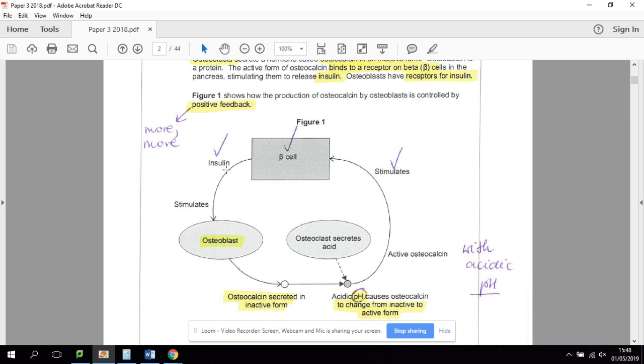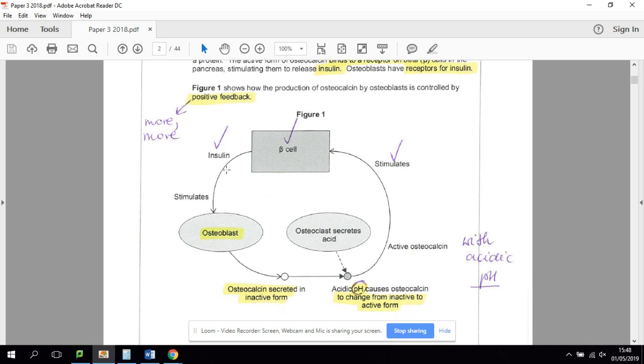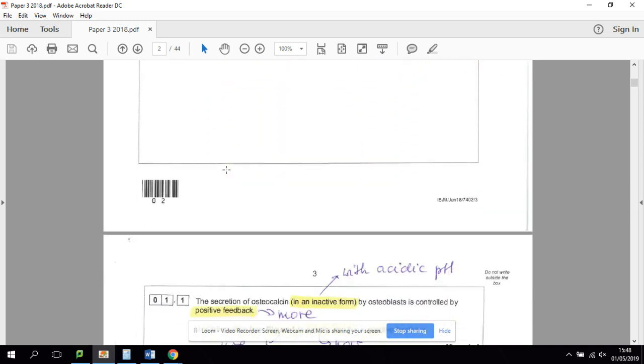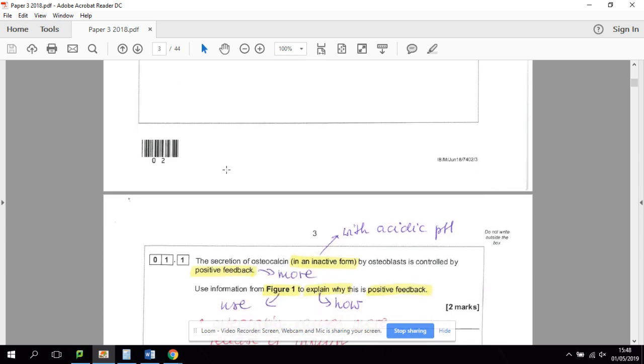And we've got the figure 1 that shows you the production that it's controlled by positive feedback. What do you need to remember about positive feedback? Idea of more. Okay, so more things will be secreted or released. So let's have a look at the questions now. So you've got question number 1, that the secretion of the hormone in the inactive form by osteoblast is controlled by positive feedback. So what did we say? We need to think about more. How do we get to the active form? Of course, by changing this pH to the acidic.